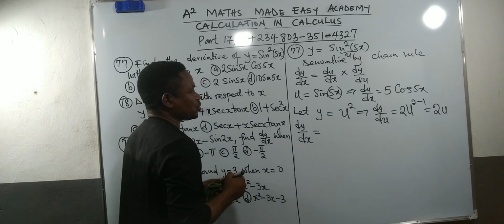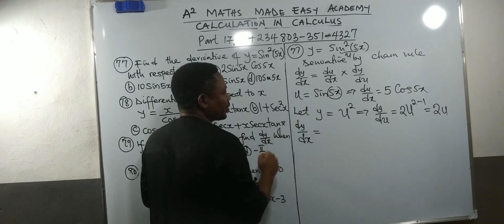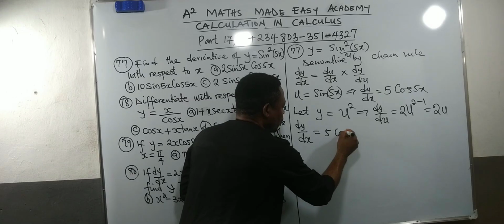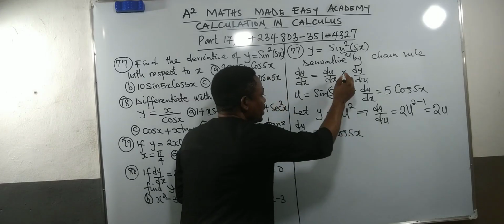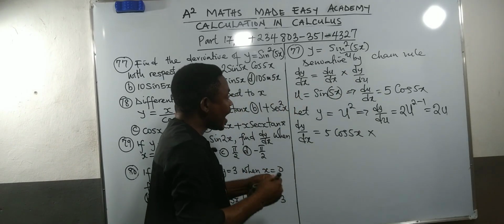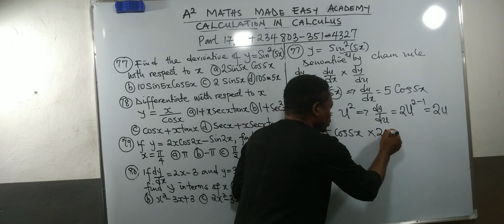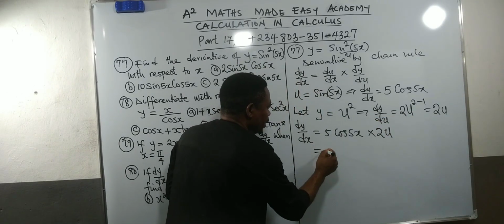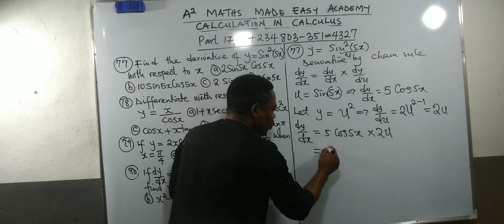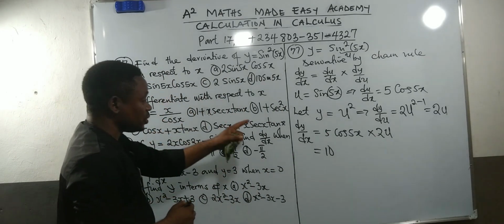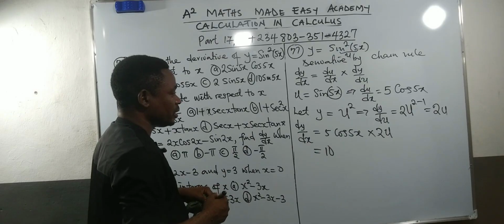dy/dx is now equal to... I have with me du/dx, this is the u, the x. What is it? It is 5 cos 5x. Then we multiply. Next is the y du. What is the y du? The answer is 2u. Can we now move ahead? 5 times 2 will give me 10. Even without us checking the end, the answer is already going there.